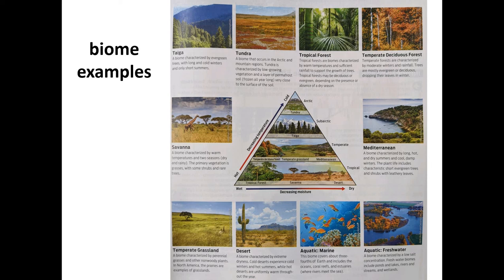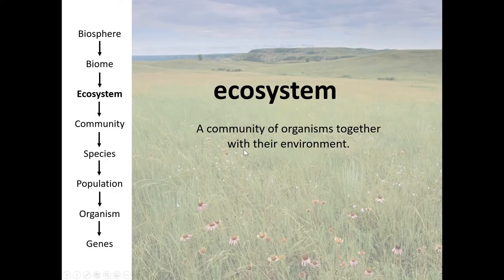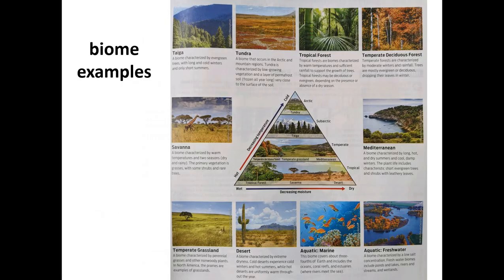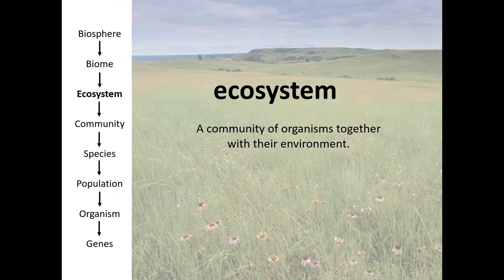Basically the biome is talking about the vegetation and other geographical, structural, physical locations in which life is upheld. An ecosystem then is a community of organisms together with their environment. So the biome deals with the vegetation and structure of the environment, and then the ecosystem deals with that and the life within it.